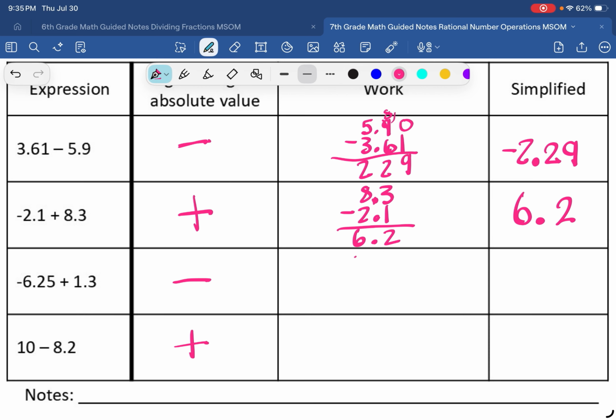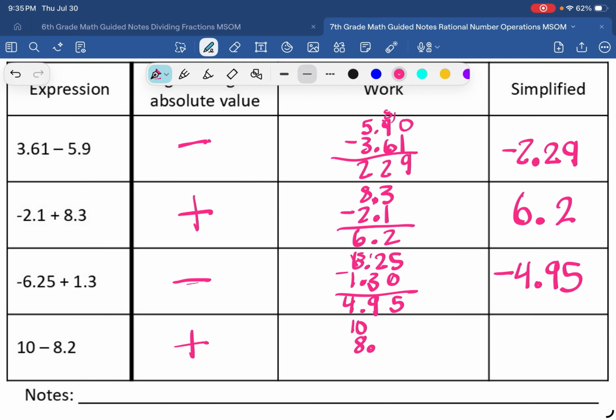Subtract the largest minus the smallest, ignoring the signs. 6.25 and 1.3. We'll subtract them. Add that as a placeholder. I get 5, 9, and 4, and my answer, already decided, is negative. So negative 4.95.